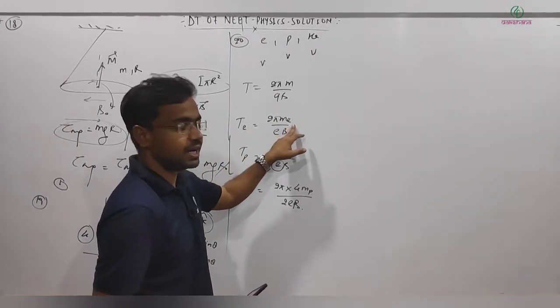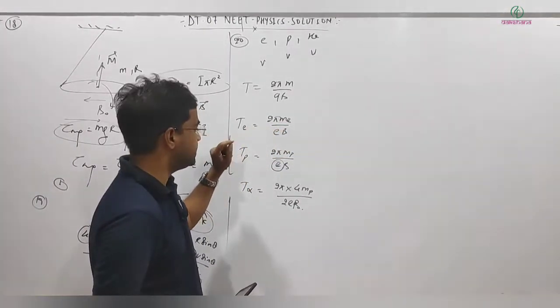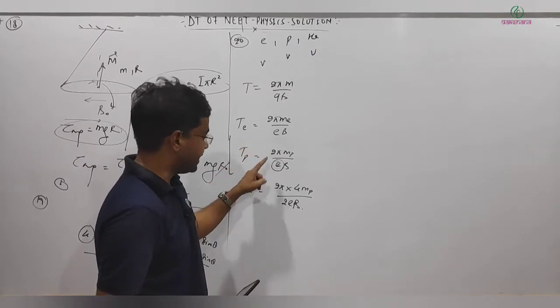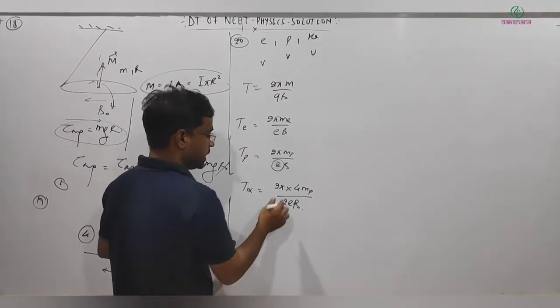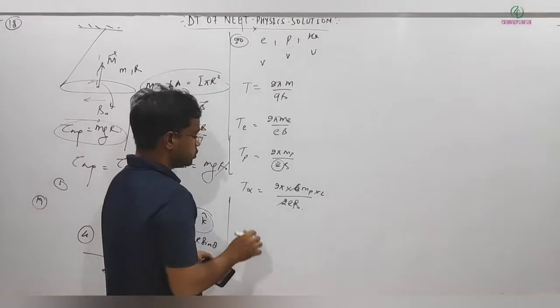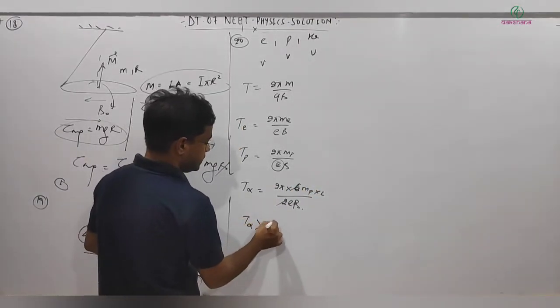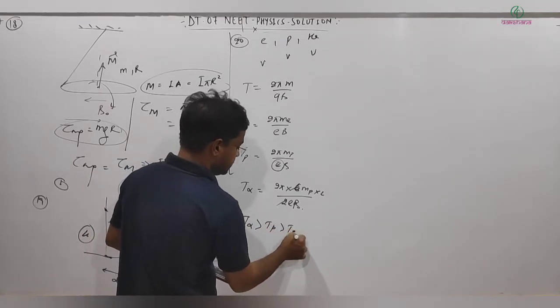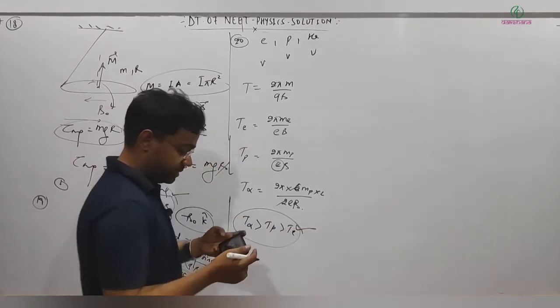Here the electron's mass is very small, so its time period will definitely be very small compared to this, and compared to this one it's even becoming 2 times, just 2 times. So overall I can write T alpha is greater than T proton, which is greater than T electron. That's the simple order of time period.